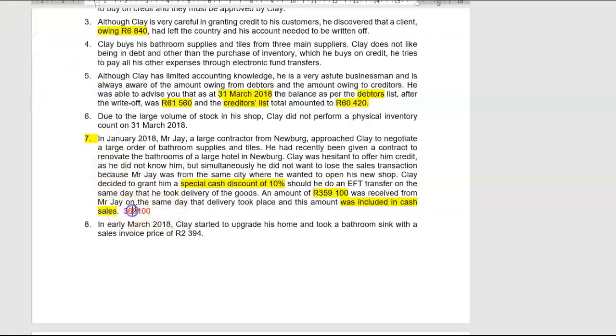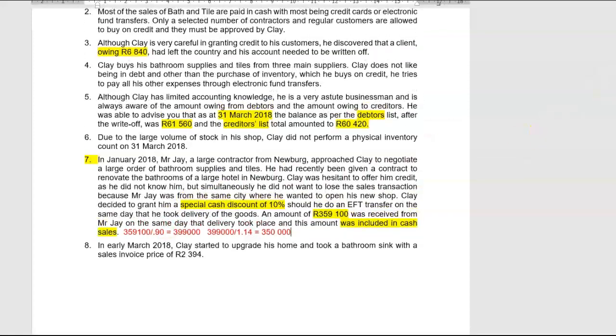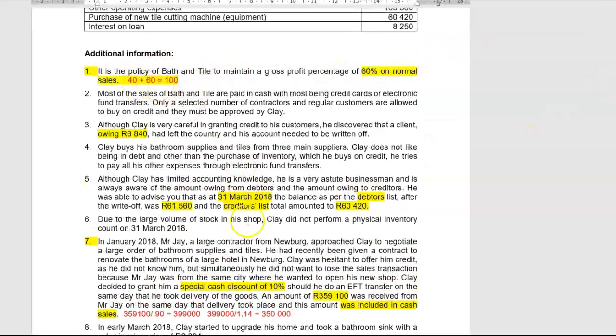Then we would have taken the 359,100, the amount that we've received, and we would have said, well, okay, take out the discount. So if we want to gross it up to the normal selling price, we're going to divide it by 90%, and that would have been a normal sales proceeds of 399,000 rand. That's VAT inclusive, obviously. So if we're going to take the VAT out of that, the amount would have been 350,000 rand.